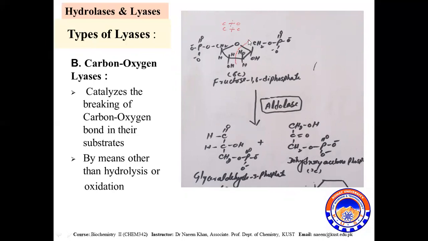What happens is that two bonds are broken: one is carbon-carbon, one is carbon-oxygen. There is no hydrolysis and no oxidation. When bonds are broken by a mechanism other than hydrolysis and oxidation, the enzyme is called a lyase. Among the lyases, this is an example of carbon-oxygen bond breaking. From fructose 1,6-diphosphate, a 6-carbon species, we get two 3-carbon species, and this is a very important reaction of glycolysis.